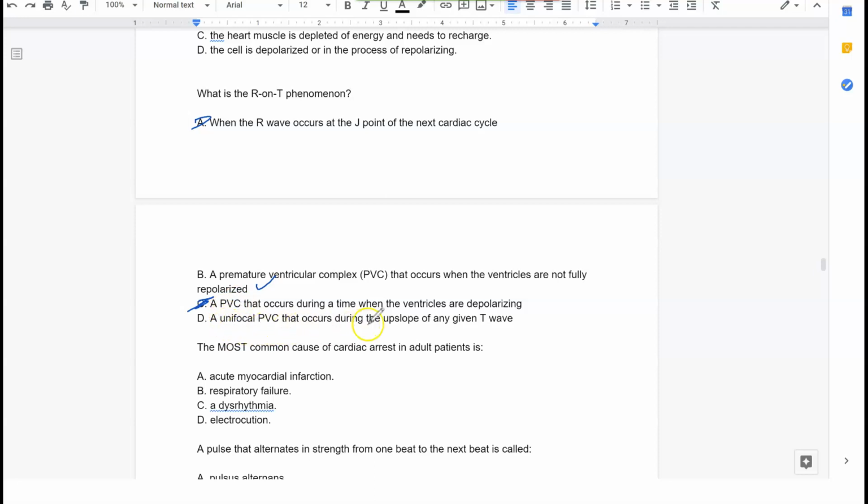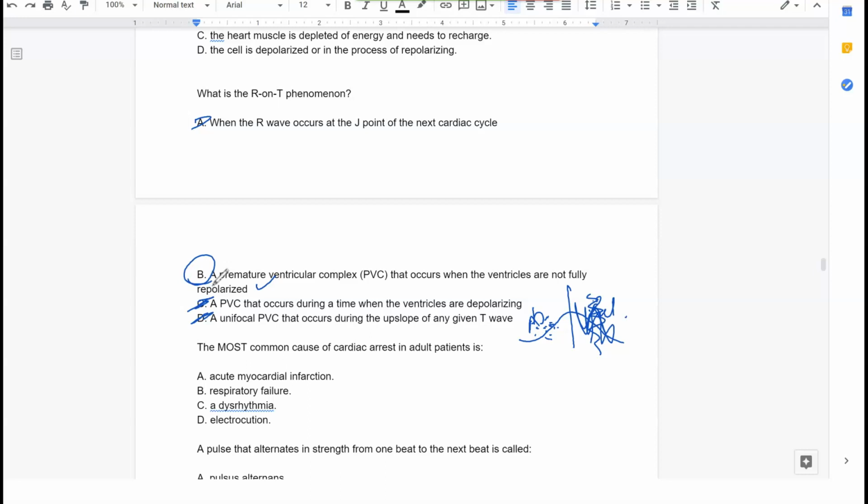A unifocal PVC that occurs during the upslope of any given T wave, right? We talked about the absolute and the relative refractory period. So the absolute doesn't matter. You can poke this as much as you want. It's not going to cause another impulse, but if you hit enough energy here in the relative refractory period, it will be an issue. So your answer is B.